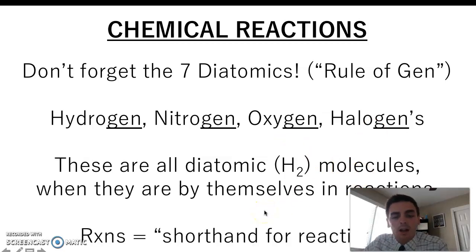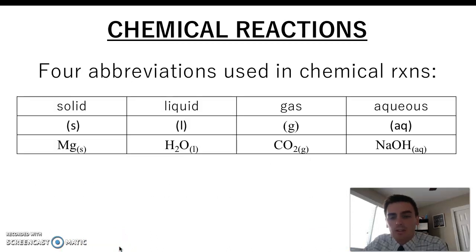Just so you guys know moving forward too, a lot of times we'll abbreviate reactions with Rxns. That's just kind of a chemist's lazy way of doing it. Other really quick things here, you will see in some of our reactions that we can express the phases of what we're using.